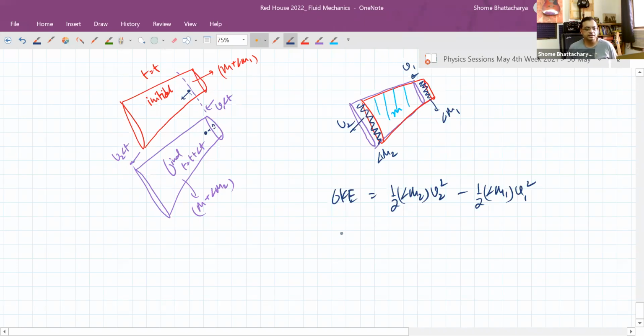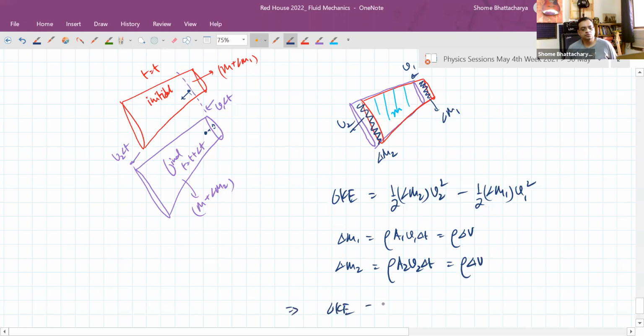Now you can see that delta M1 is equal to density into A1 into v1 delta t. So it is nothing but rho into delta V. And delta M2 similarly is density into A2 into v2 delta t. So that is also equal to rho into delta V. So the change in kinetic energy therefore comes out to be half of rho into delta V as a common factor into v2 square minus v1 square. This is the second term in our work energy equation, the change in kinetic energy.